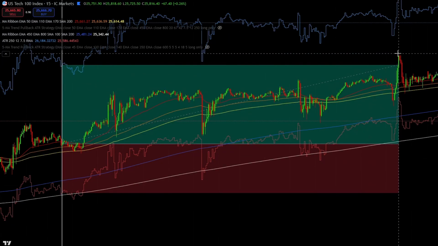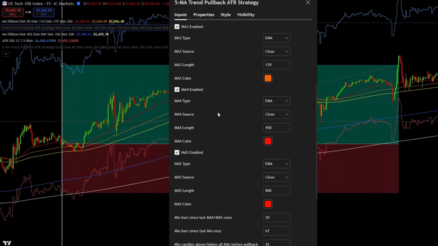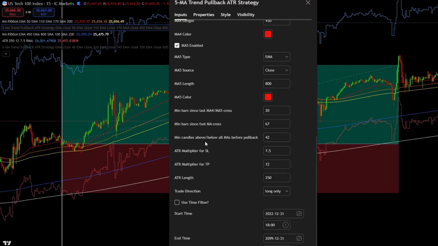Okay, now this is a simple strategy. Just make sure to remember the three special rules I mentioned to you. So minimum bars since the last MA4, MA5 cross, minimum bars since the last fast MA cross, and minimum candles above or below all MAs before pullbacks.